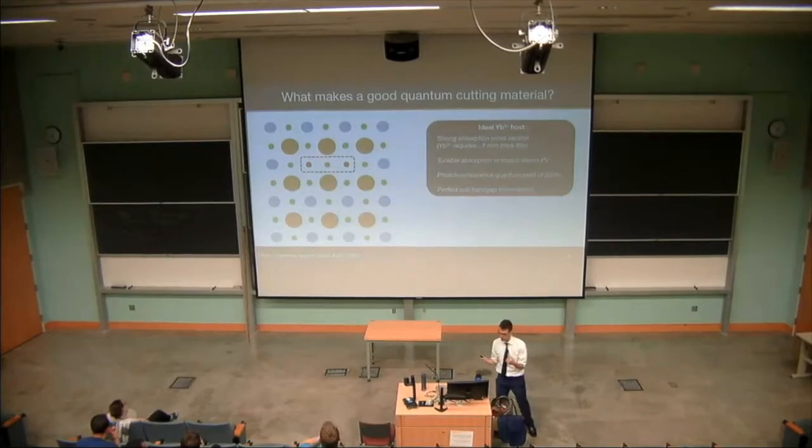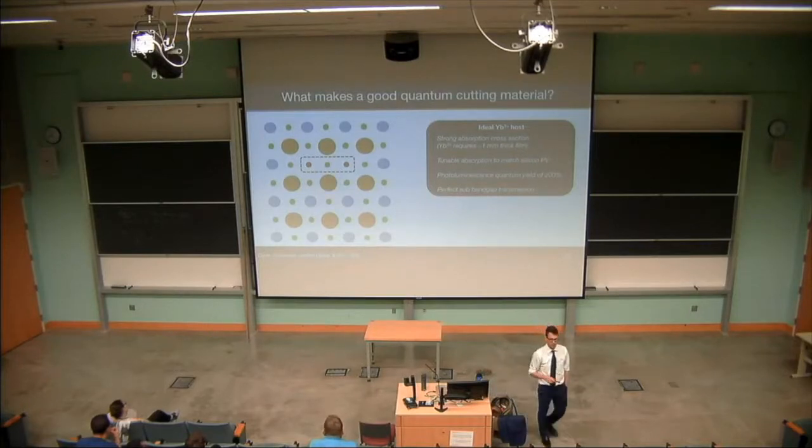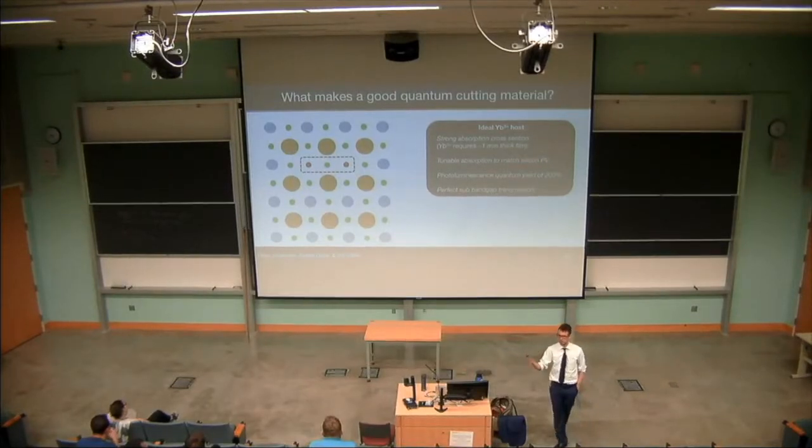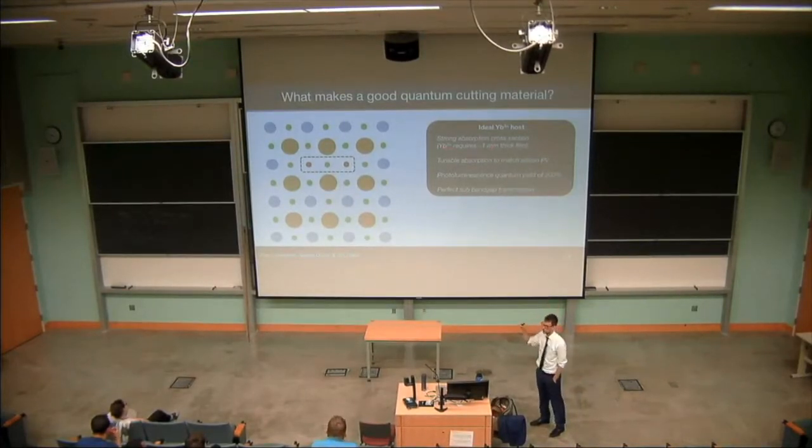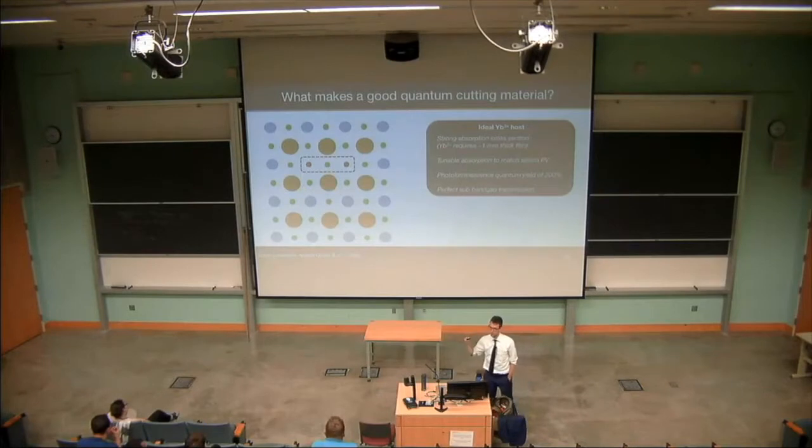In addition, the ideal ytterbium host would have a very strong absorption cross-section. Ytterbium itself, this F to F transition, is electric dipole forbidden, meaning that it's a very weak absorber. This means that ideally, another material, the host that we put the ytterbium in, is doing all the absorbing. If, for example, you didn't have an absorbing material, it would take about a 1 millimeter thick film of ytterbium to absorb 99% of the photons, which is immediately going to be cost prohibitive.